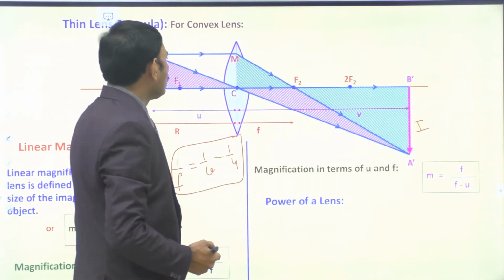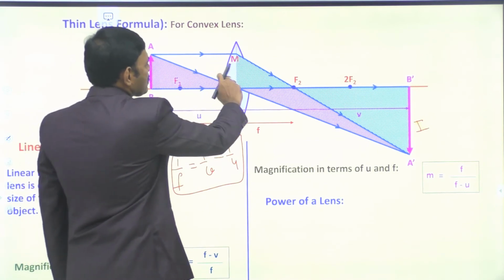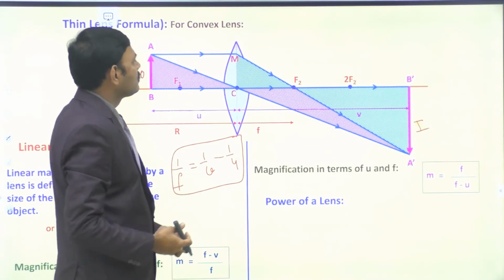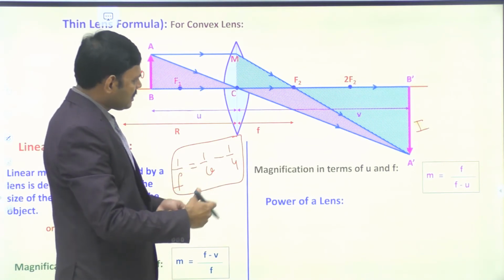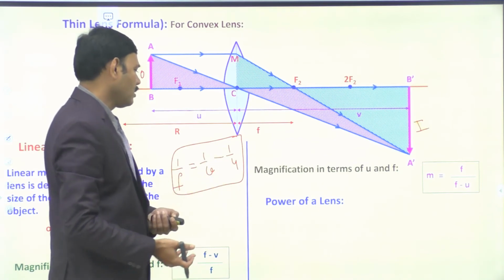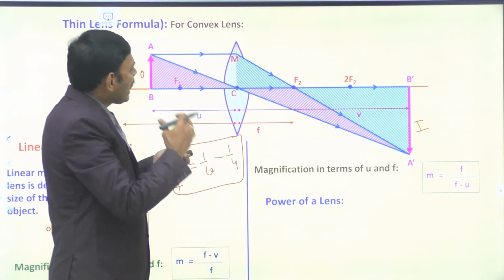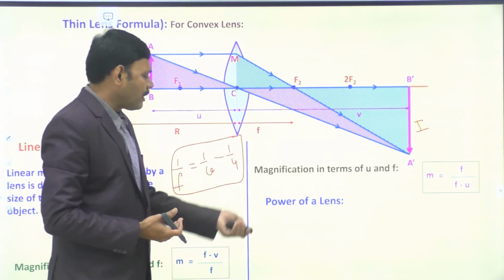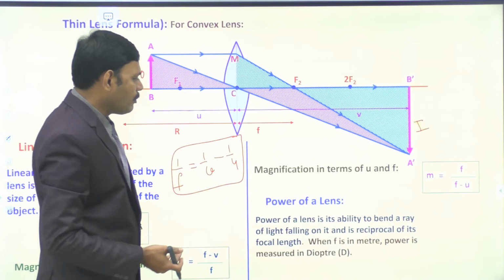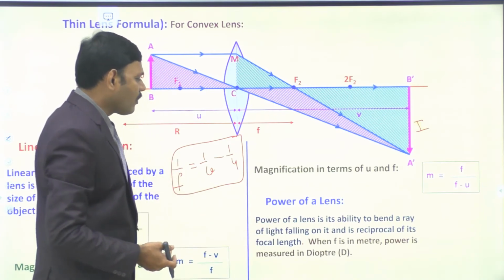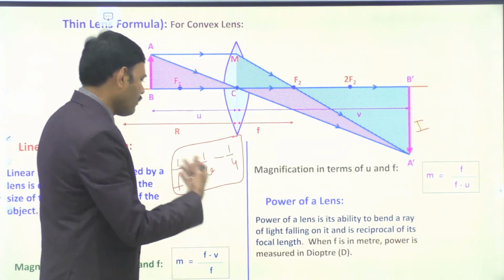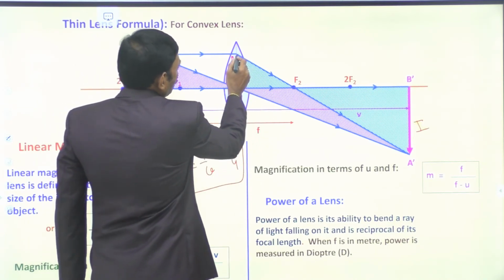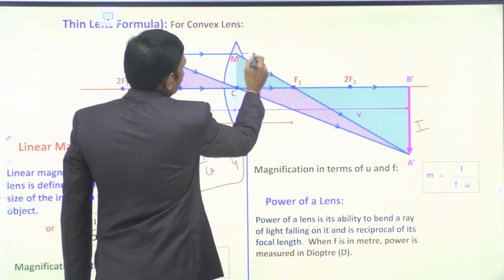Power of lens. Here, when a light ray passes through the lens, it bends towards the normal. We are observing there is a bending of the light ray through refraction. So the angle through which the light ray is bending is determined by the power of the lens. The power of a lens is its ability to bend a ray of light falling on it and is the reciprocal of its focal length. If bending increases, the focal length decreases. If bending is more, for this bending, here this is the angle of bending.